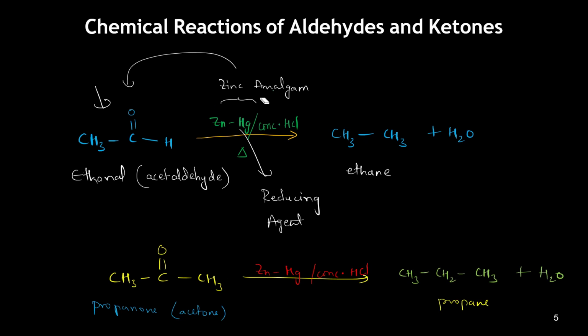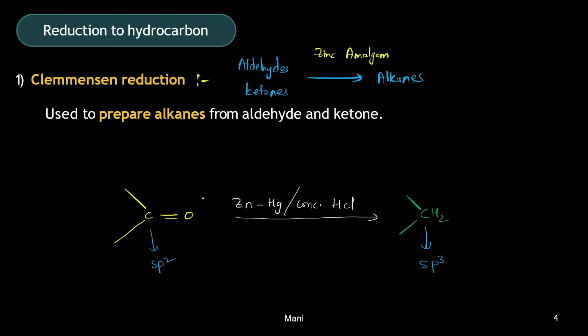Whatever the zinc amalgam is, here also we are using the zinc amalgam and concentrated HCl, and you need to heat this reaction. This reaction we call the Clemmensen reaction. It is used to prepare alkanes from aldehydes and ketones, using the reducing agent zinc amalgam and concentrated HCl. The C double bond O, which is sp2 hybridized, converts into sp3, where the double bonds disappear and it forms hydrocarbons. That is the Clemmensen reaction.